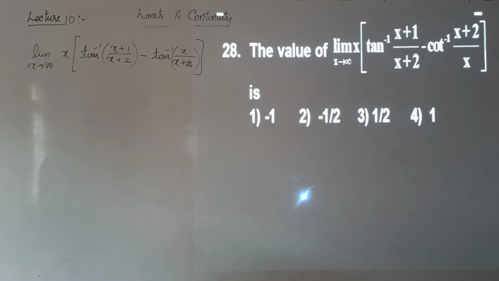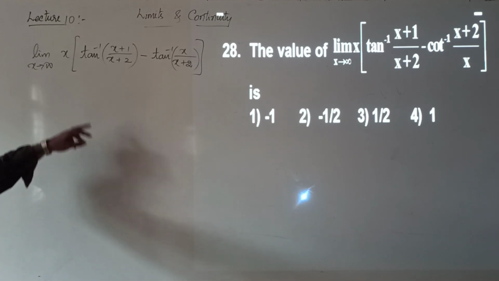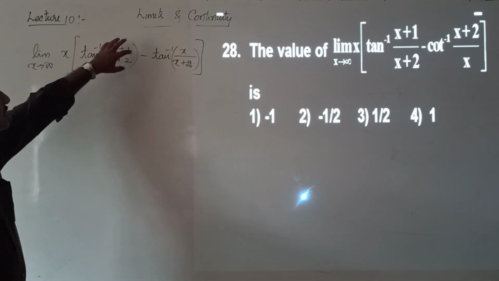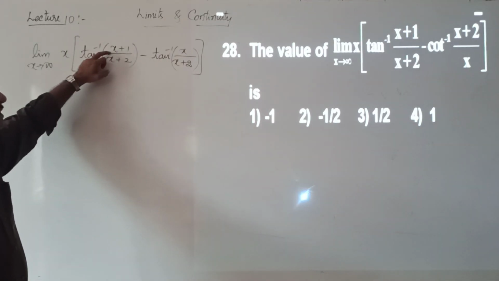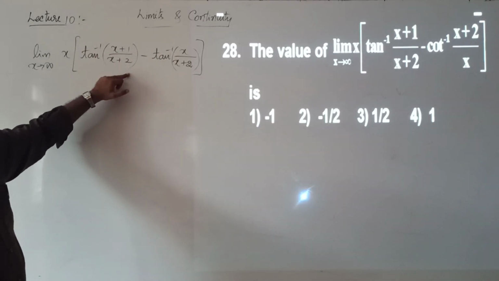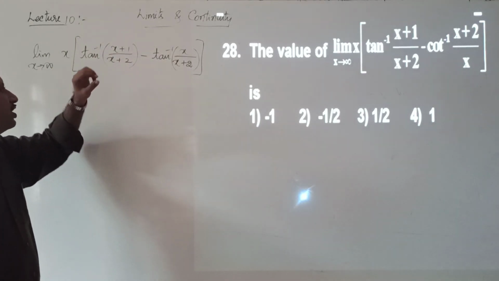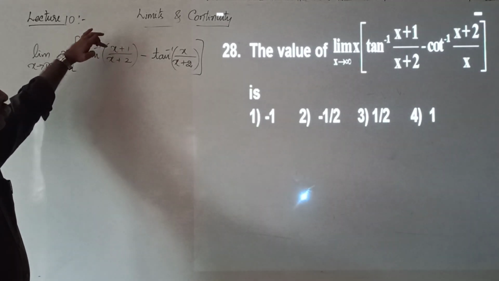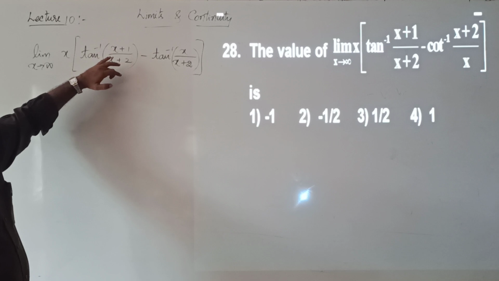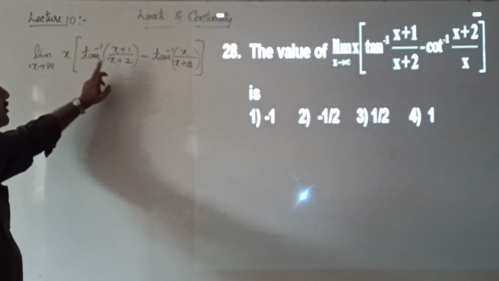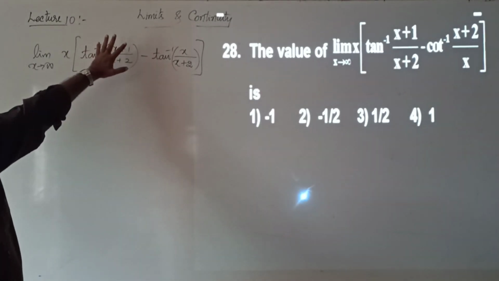Now if I directly apply the limit, this x will become infinity. Just concentrate on this factor, (x+1)/(x+2), as x tends to infinity. Observe that both are polynomials of the same degree. So the answer will be the coefficient of the highest power of x divided by the coefficient of the highest power of x, which means 1 by 1. This will give you 1. So this will become tan inverse 1. Tan inverse 1 is π/4.